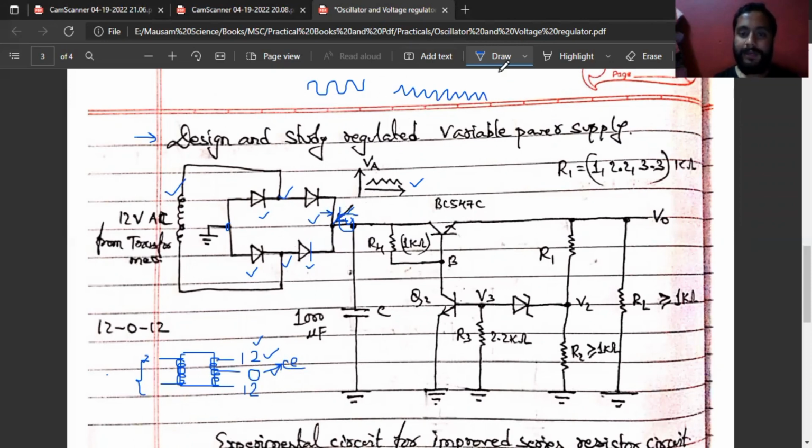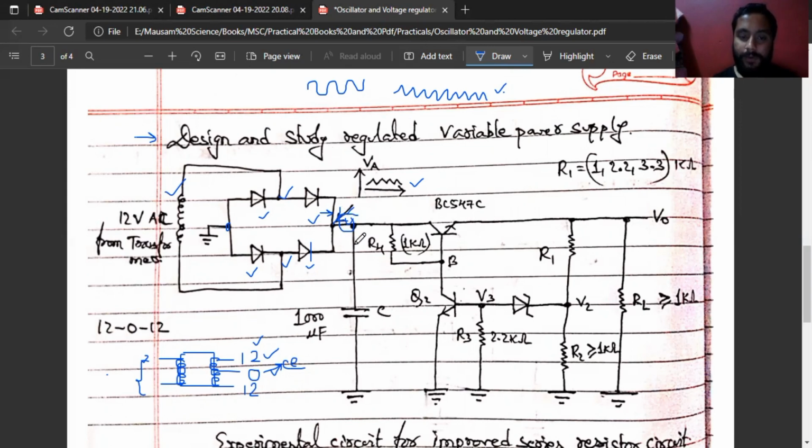This voltage will be calculated. Ripple voltage should be calculated with the help of an oscilloscope, and from the same point we need to calculate DC voltage with the help of a multimeter.